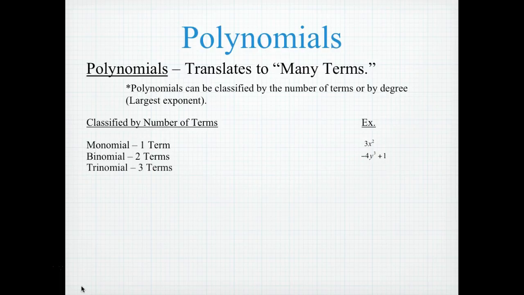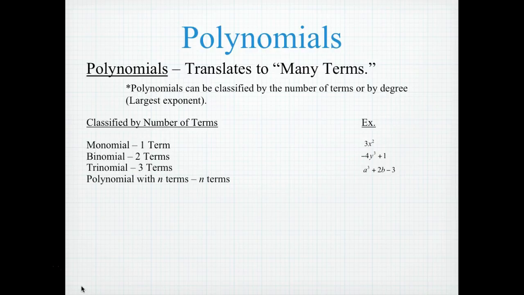And if there are three terms, it's referred to as a trinomial. So an example of a trinomial is a to the third plus 2b minus 3. A to the third being a term, 2b being a term, and negative 3 being a term. So three terms connected is considered a trinomial.